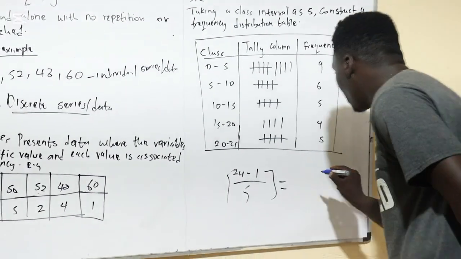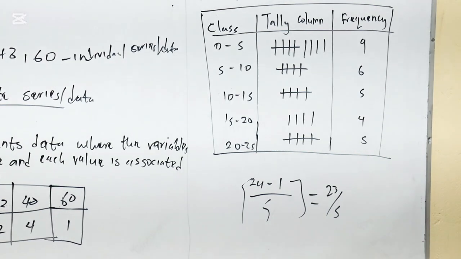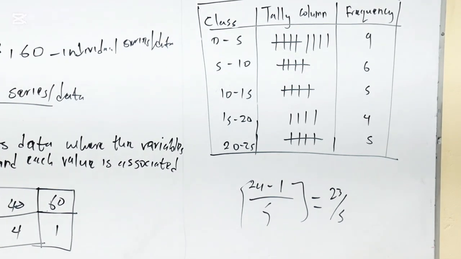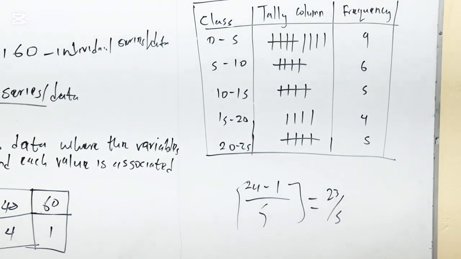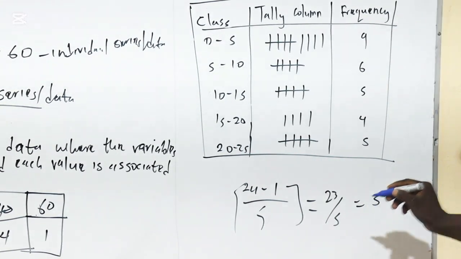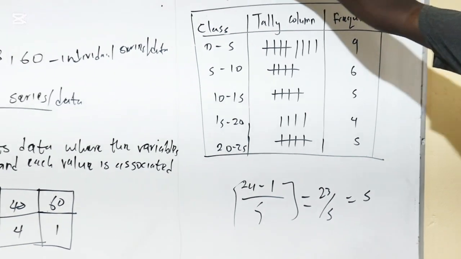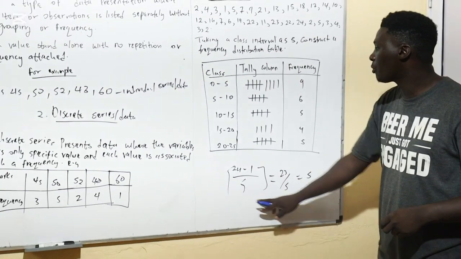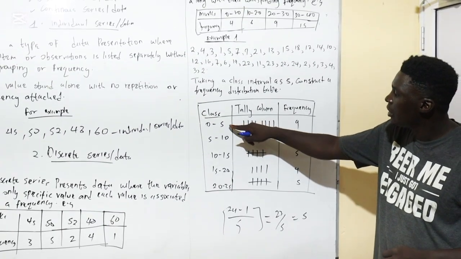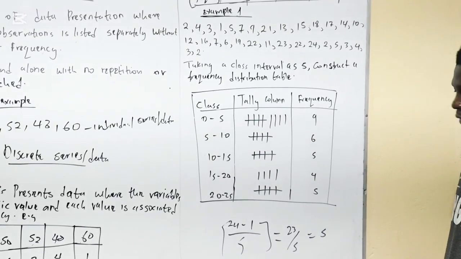So let's do it. This will be 23. We divide by 5. If we divide 23 by 5, it will be, I think, 4 point something. When you round it off, you can get 5. So you can take the maximum value minus the minimum value divided by the desired number of classes. Here the desired number of classes are 1, 2, 3, 4, 5. That's why I've divided by 5 classes. So that will give you the interval.